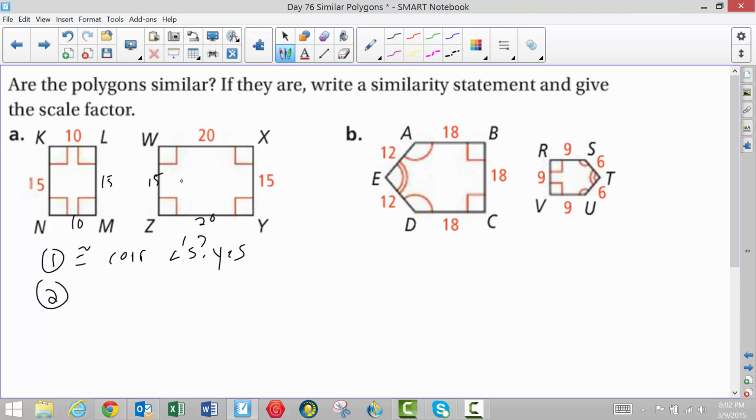Now, this one's a little tricky because you have to remember that you're not comparing 15 to 15. When you're only given two parts, like we had here, given two sides and two sides, you compare the small to the small and the big to the big. So in this case, I want to make sure that my KL is getting compared to XY, and my KN is getting compared to WX.